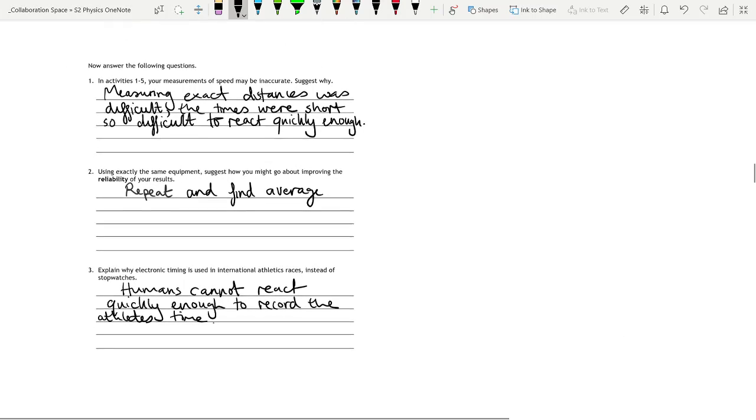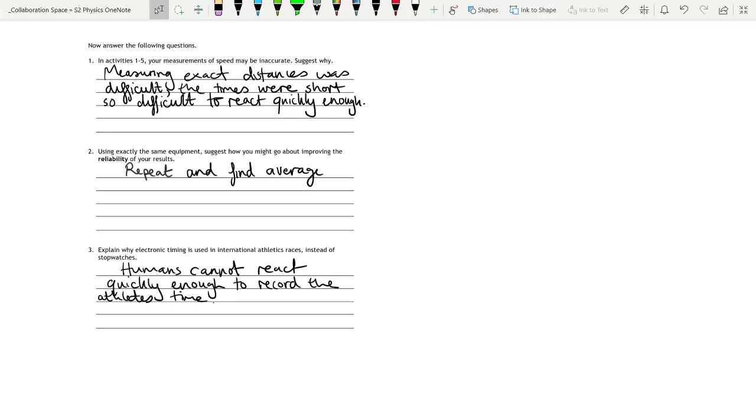Just answer the following questions about the accuracy and reliability of this experiment. So in activities 1 to 5, your measurement of speed may be inaccurate. Suggest why. So this could be a number of different ways. It could be difficult to measure the exact distances that were travelled, or, and this is the main one, difficult to measure the time because the times are so short. Press start and stop. There's not much time in between them, so human reaction time is a problem there.